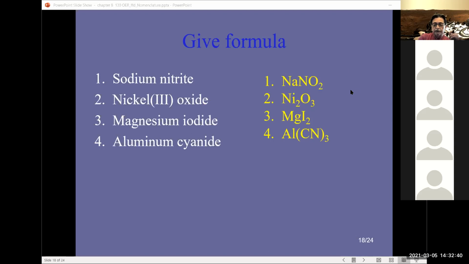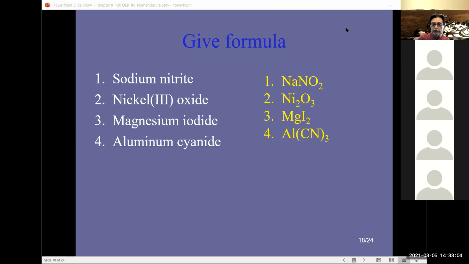Nickel 2, nickels, 3 oxides. Okay, so it's Ni2O3. Then we've got magnesium iodide, MgI2, and then cyanide is the polyatomic ion, CN, and we need 3 of them to counter the +3 of aluminum.